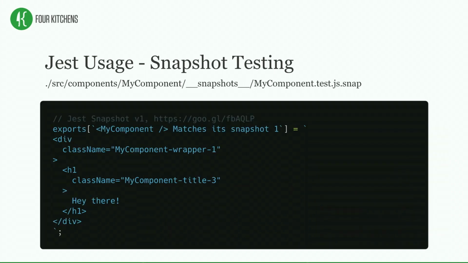So when Jest runs, like I said, it creates that snap output, and that's basically what it is. You can read it. It's just HTML. And this is what it compares against when it runs those tests subsequently. So nothing too complex there. It's pretty simple.